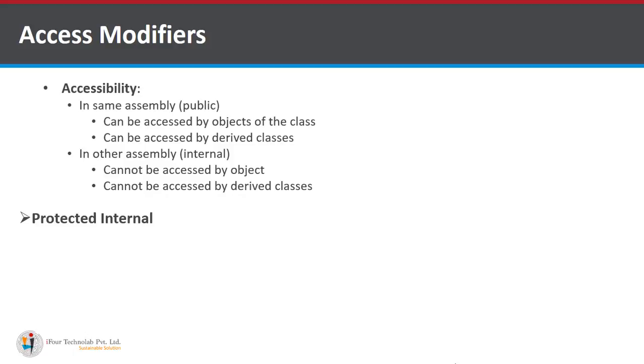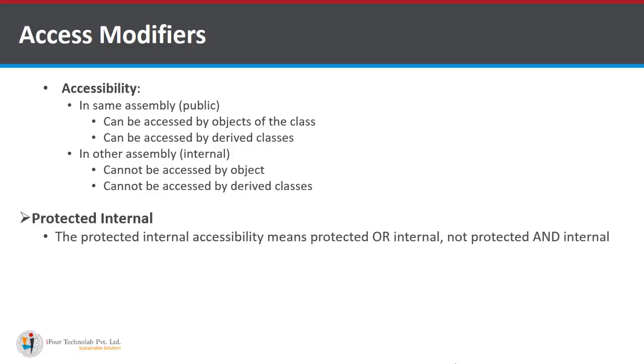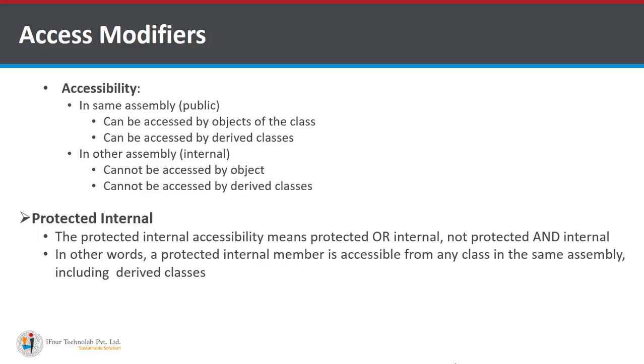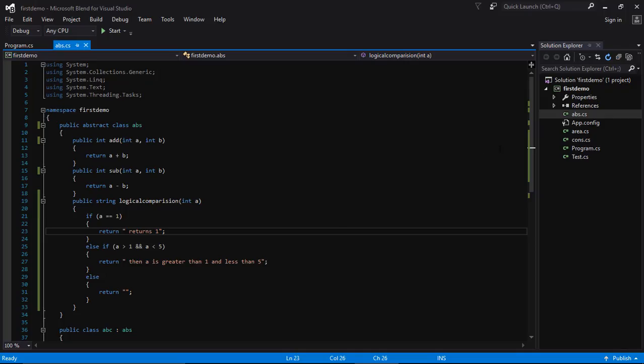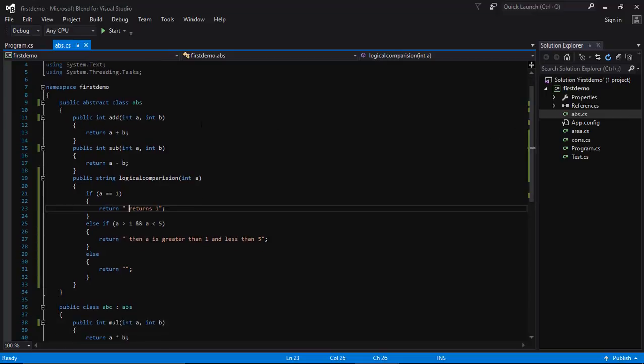Next is protected internal. The protected internal accessibility means protected or internal, not protected and internal. In other words, you can say that a protected internal member is accessible from any class in the same assembly, including its derived classes. Here you can see I just created an abstract class ABS.